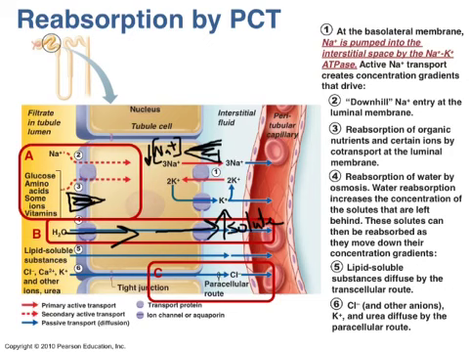This third gradient, the electrical gradient that draws anions into the interstitial fluid, is easily understood by the fact that sodium is a positively charged ion, a cation. So you have an increase in positive ions in the interstitial fluid as sodium is pumped out, and that draws negative ions, negatively charged ions, into the interstitial fluid.